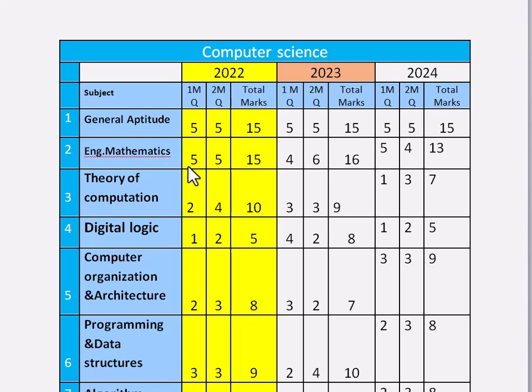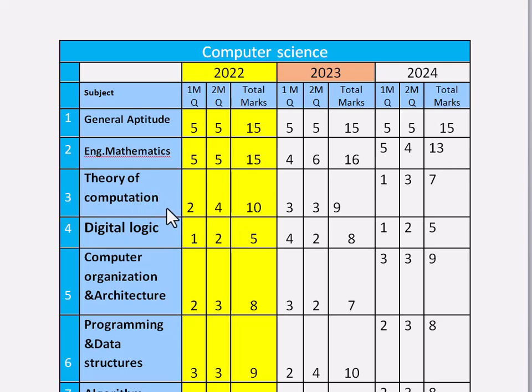the question distribution for engineering mathematics in 2022, 1 mark questions are 5, 2 mark questions are 5 and total marks are 15, whereas in 2023 1 mark questions are 4, 2 mark questions are 6 and total marks are 16. In 2024 1 mark questions are 5, 2 mark questions are 4 and total marks are 13.